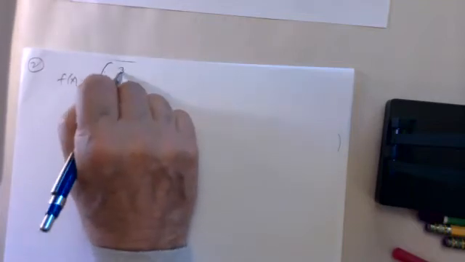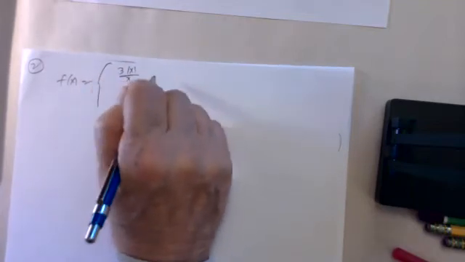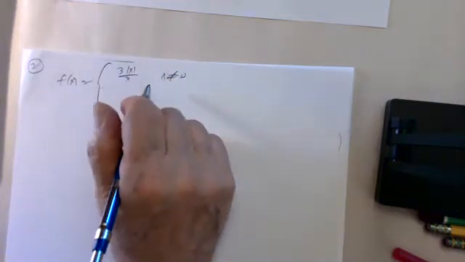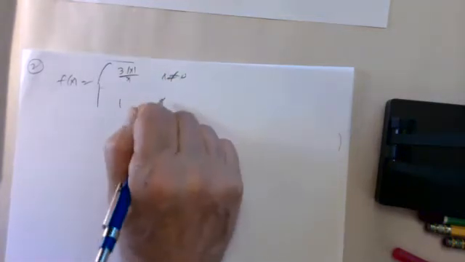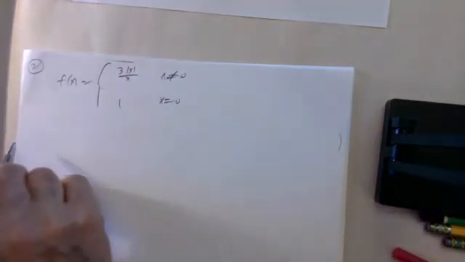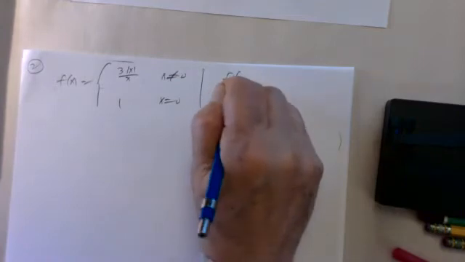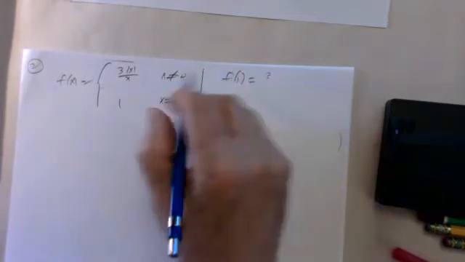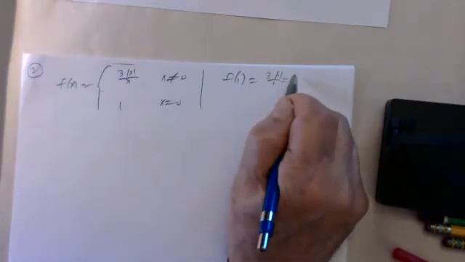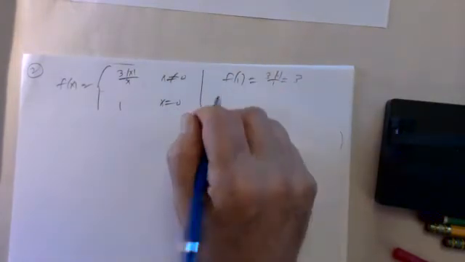Problem 2, we have a function defined as follows. It's equal to 3 times the absolute value of x over x for x different from 0, and it's equal to 1 if x equals 0. So what is the value of f of 1? 1 is different from 0. It's 3 times the absolute value of 1 over 1, which is 3.